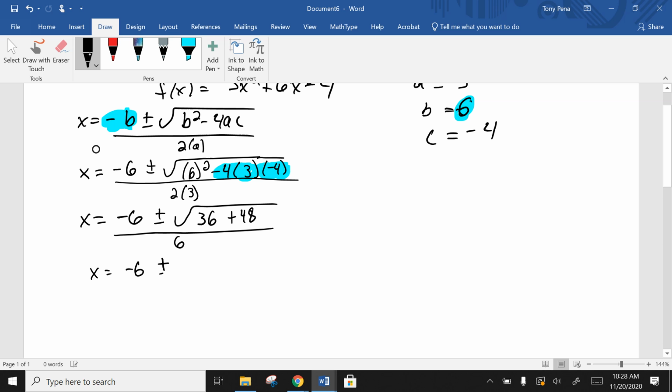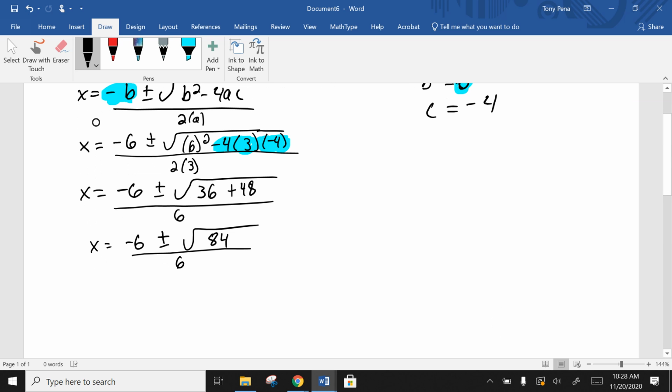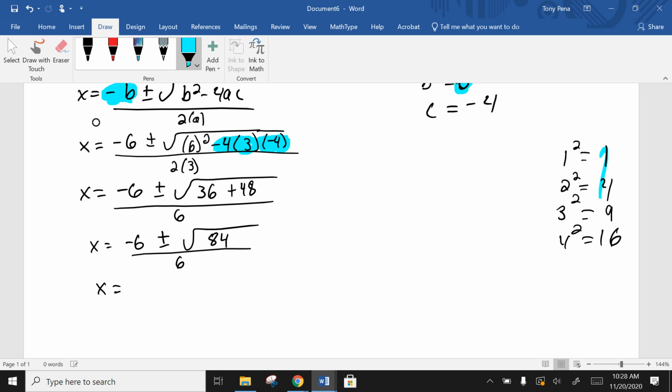So from there, we can go ahead and add up 36 and 48. What is that? 84, I hope. All divided by 6. Now here's where it's a little guessing and checking. If you had a calculator, here are your perfect squares, right? 1 squared is 1, 2 squared is 4, 3 squared is 9, 4 squared is 16. So the only numbers you should be testing are 1, 4, 9, 16, 25 to see if any of those go evenly into 84.